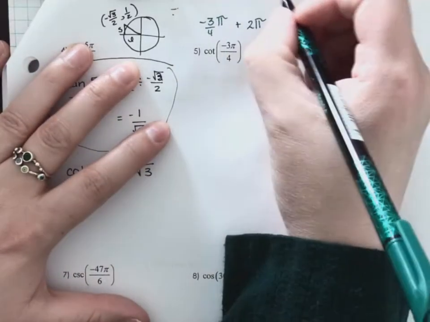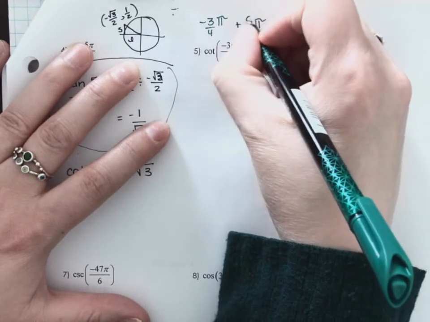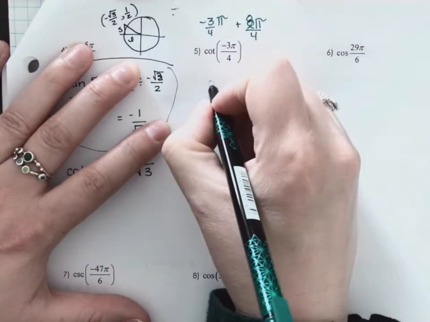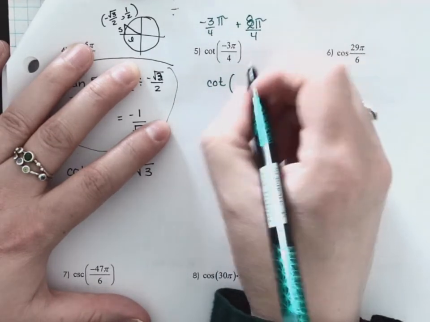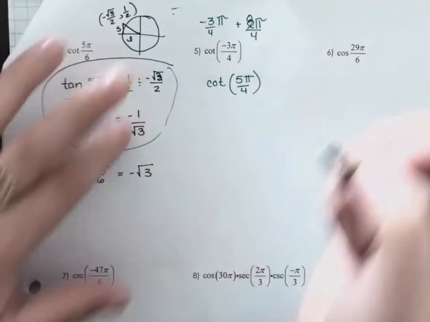So 2 pi, which is really, I need a denominator of 4, so that's going to be 8 pi over 4. So what's the coterminal angle? 7 pi over, no, 5 pi over 4. Does that help you?